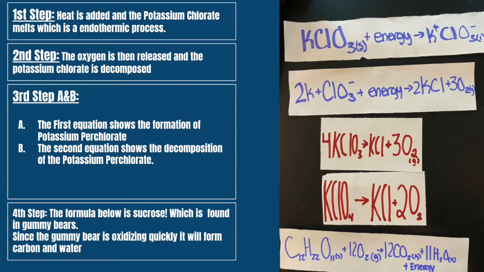Voila. So the first step is heat is added to the potassium chlorate, which melts, and this is an endothermic process. The oxygen is then released and the potassium chlorate is decomposed. In step 3, there are 2 parts. The first equation shows the formation of the potassium perchlorate. And then the second equation shows the decomposition of the potassium perchlorate. The fourth step to the reaction is the reaction between sucrose, C12H22O11, and O2, creating 12CO2 and 11H2O.